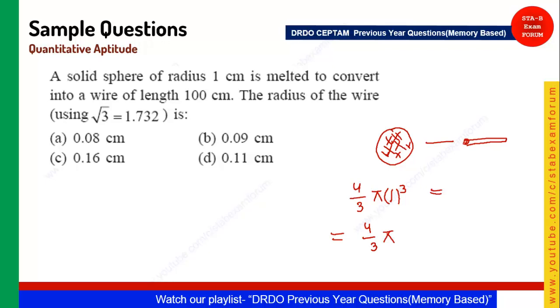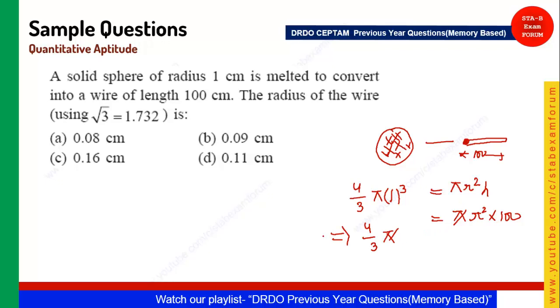But its length is 100. What they have given, length as 100. The radius of the wire we need to find out. So what is the formula for this cylinder? Yes, pi r square h, where h is height. So h is what? Pi, r square we need to find out. h is 100. So pi to pi gets cancelled out.